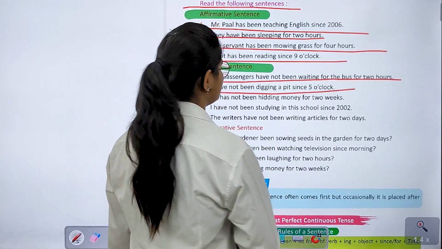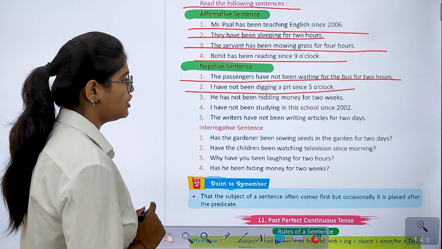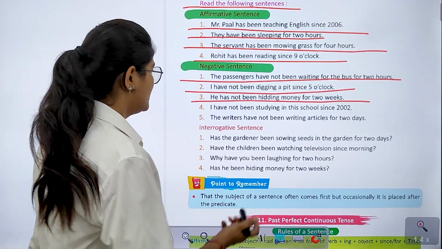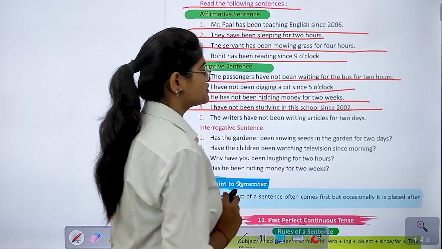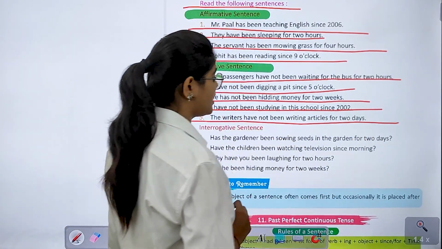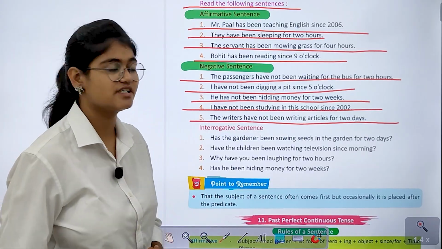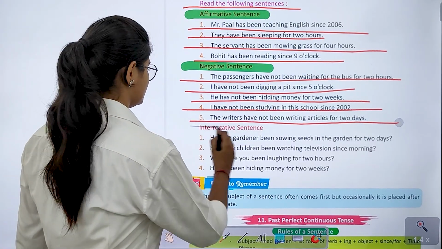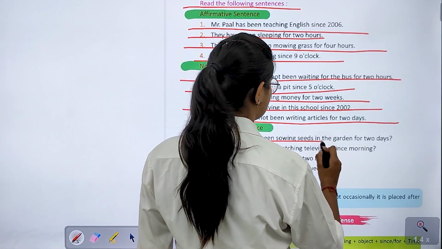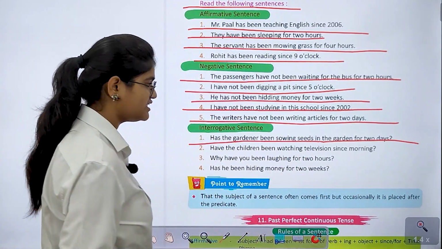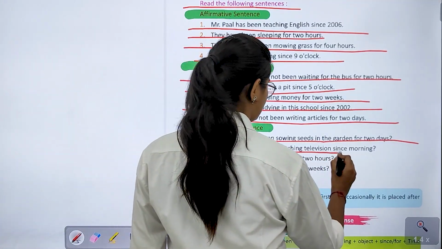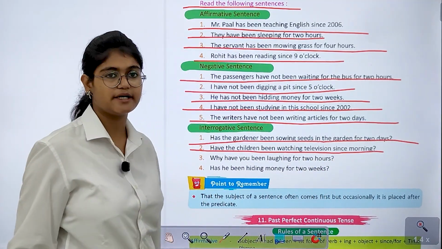I have not been digging a pit since 5 o'clock. He has not been hiding money for 2 weeks. I have not been studying in the school since 2002. The writers have not been writing articles for 2 days. Right? After that, we have the interrogative sentence, which says, has the gardener been sowing seeds in the garden for 2 days? Next is, have the children been watching television since morning?